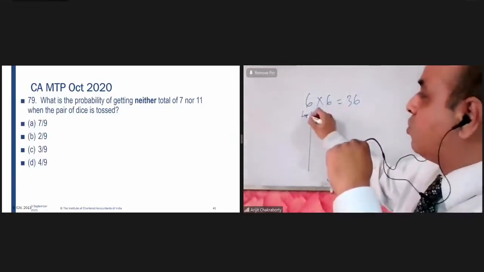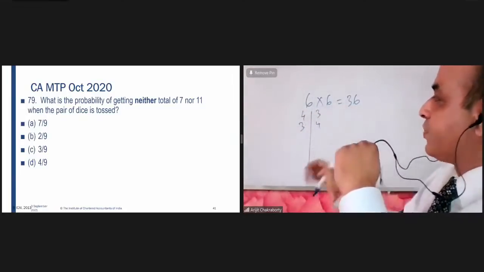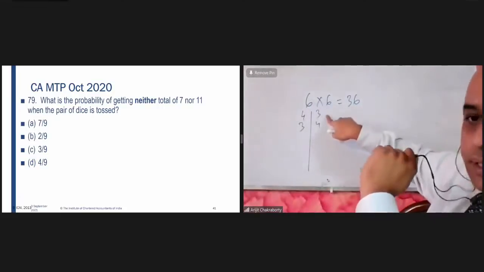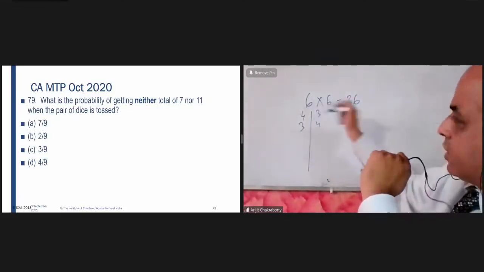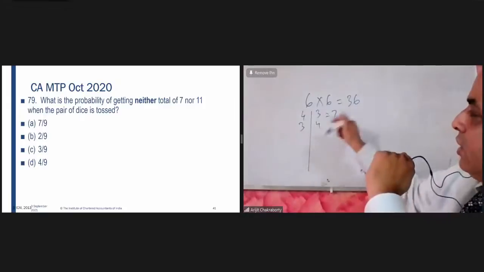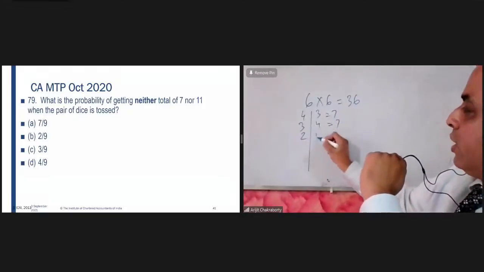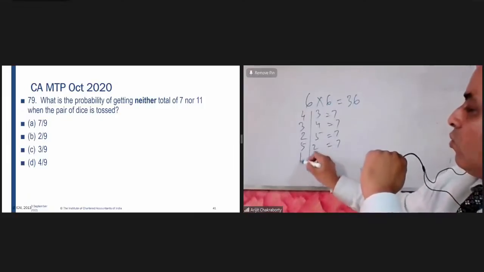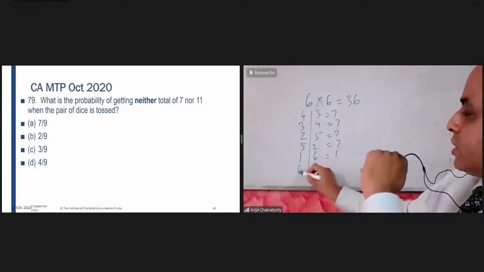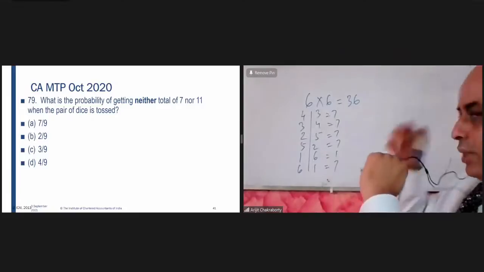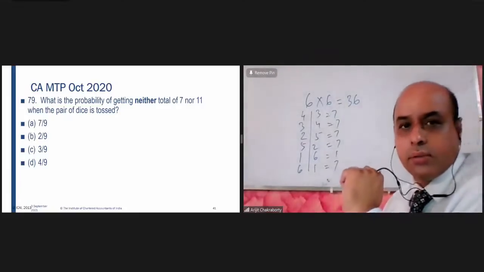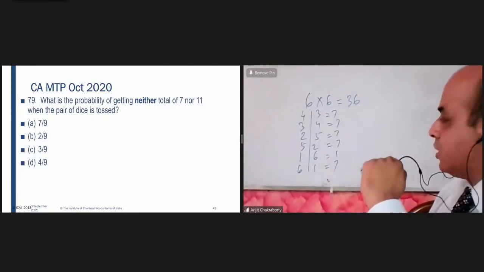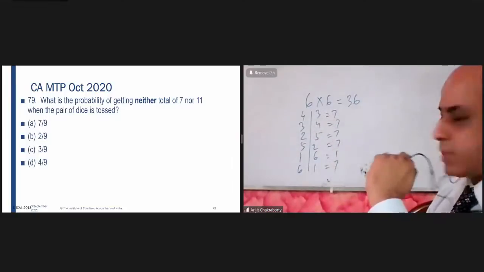So I'm writing 4, 3, 3, 4. First dice I'm getting 4, second is 3. 7, I'm getting total 7. 3 and 4 gives me 7. 2 and 5 gives me 7. 5 and 2 also gives me 7. 1 and 6, 7. 6 and 1, 7. Okay. So I've got certain numbers here. I think there is no other way to get 7.